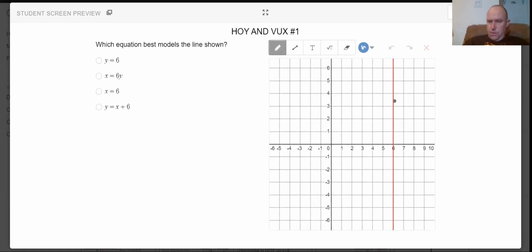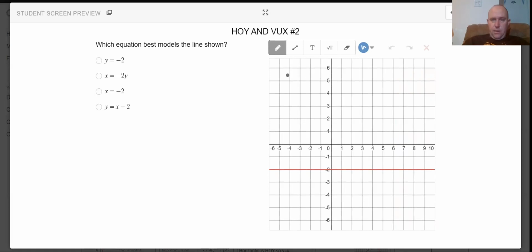So which model is this one the best? So this is a vertical line, so I'm definitely thinking Vux for this question. So it's x equals, and then just look, which number does it go through on the x-axis? You can see that it goes through 6. Therefore, the equation must also be x equals 6.